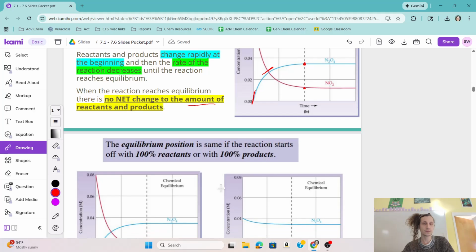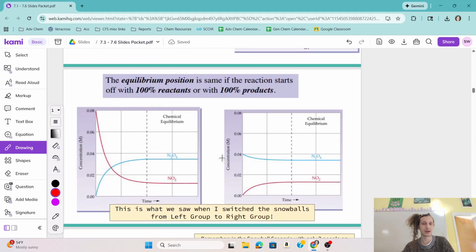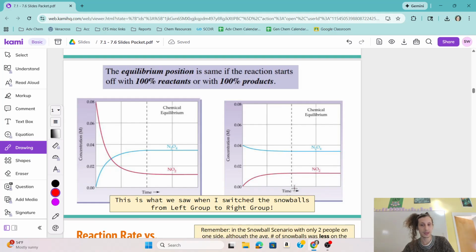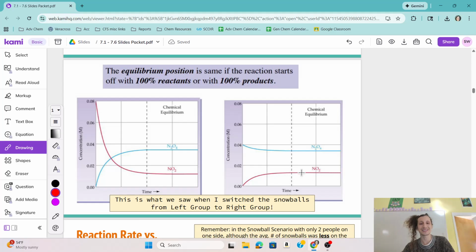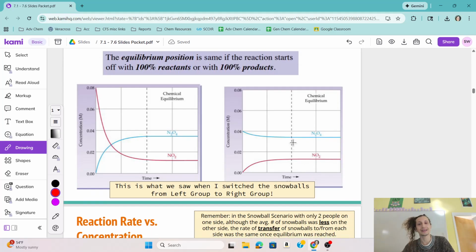So one interesting thing is that it doesn't matter if we start with only reactants, or in the same reaction, if we started with only products, N2O4, starting with 0 of the NO2, we would still see the same equilibrium position, that after some time B has elapsed, I'm going to see both of these concentrations stop changing. But it's important to note that the concentration is not equal for both of them, right? This has a concentration, I don't know, maybe that's like 0.035, and the NO2 stops at about 0.01 or something.